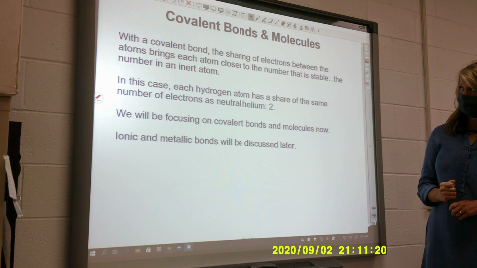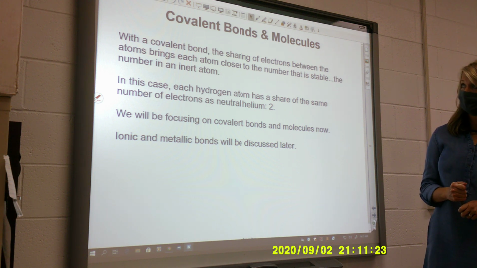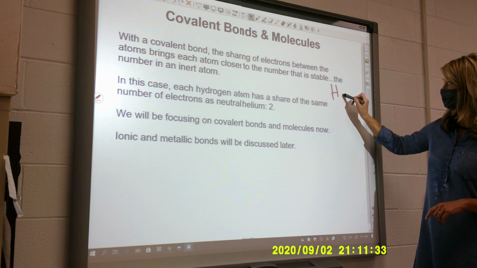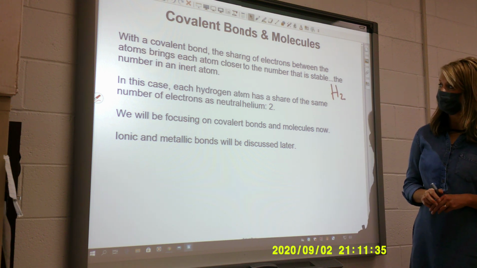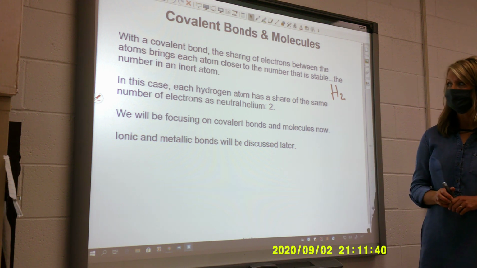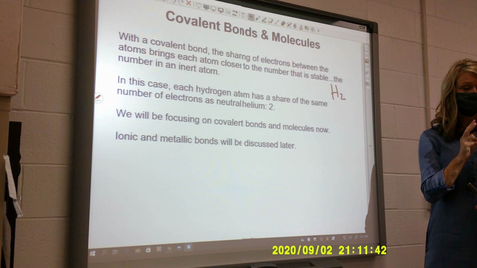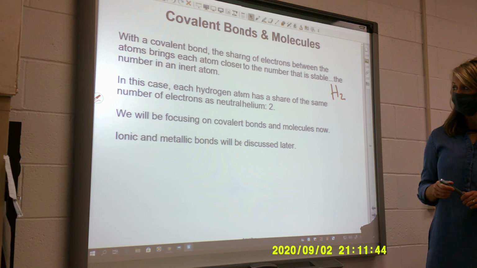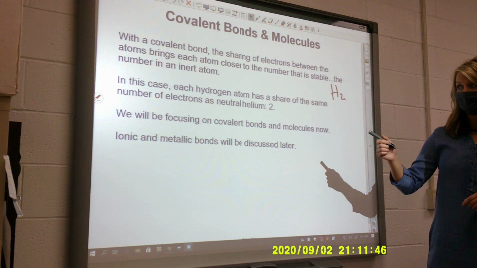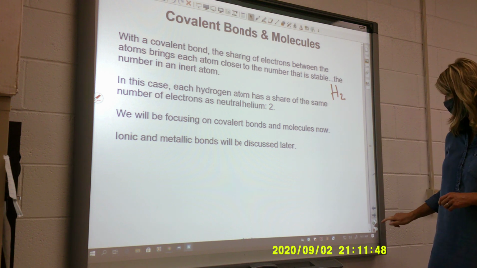With a covalent bond, the sharing of electrons between the atoms brings each atom closer to the number that is stable, the number in an inert atom. In this case, each hydrogen atom, so we're on H2, each hydrogen atom has a share of the same number of electrons as neutral helium, 2. We will be focusing on covalent bonds and molecules now. Ionic and metallic will come later.